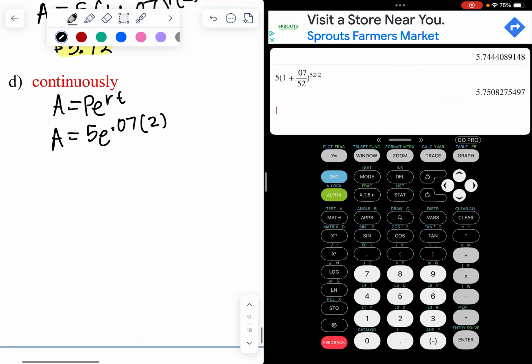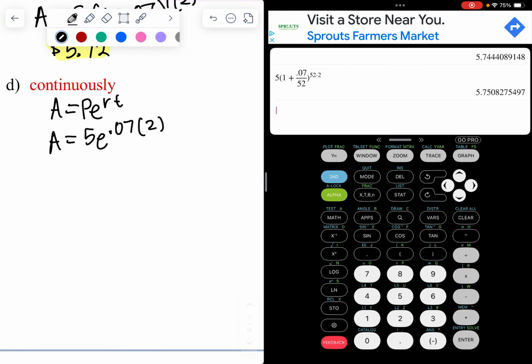And then for continuously, we have to type in 5 and then second ln. It automatically puts E and then raises to an exponent. So you just type the 0.07 times 2 for that formula. And so $5.75.